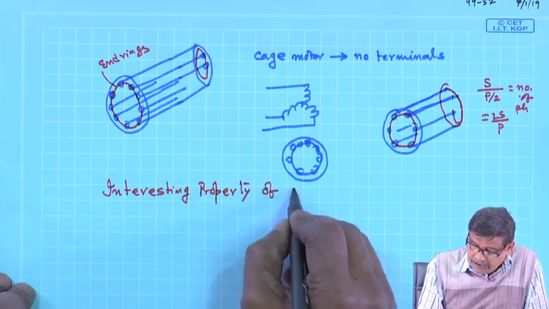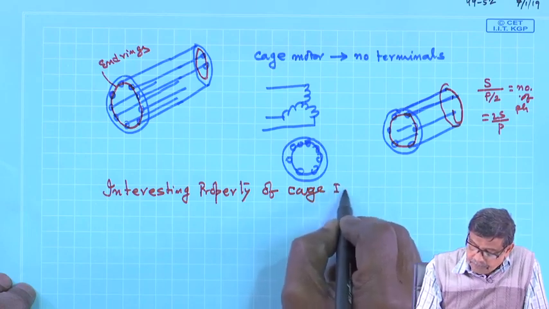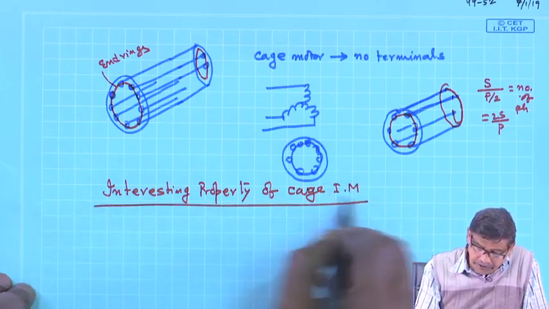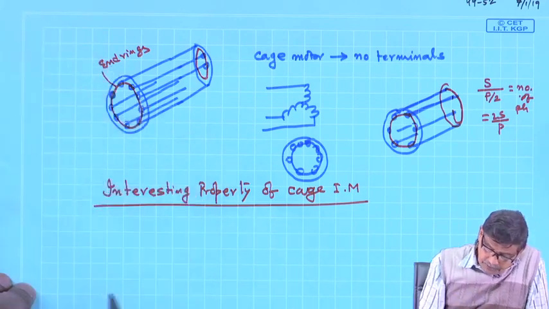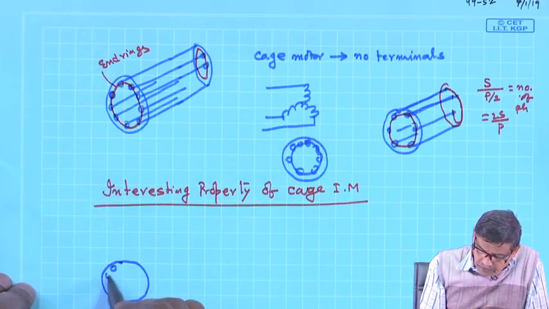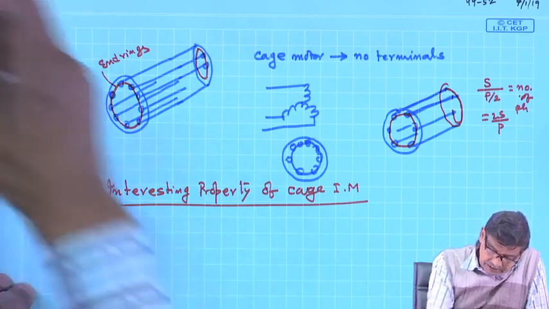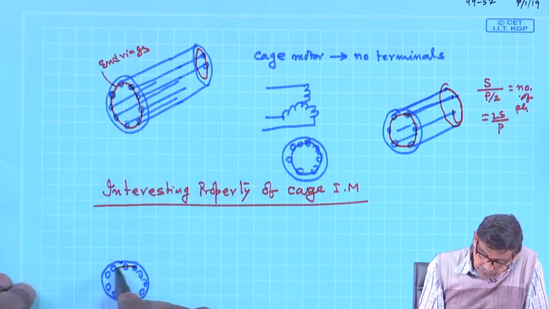Of cage induction motor, cage type induction motor. What is that interesting property? It is like this. Suppose you have a fixed rotor with a number of bars, and these are shorted. This is how I show a cage induction motor. This is the rotor.